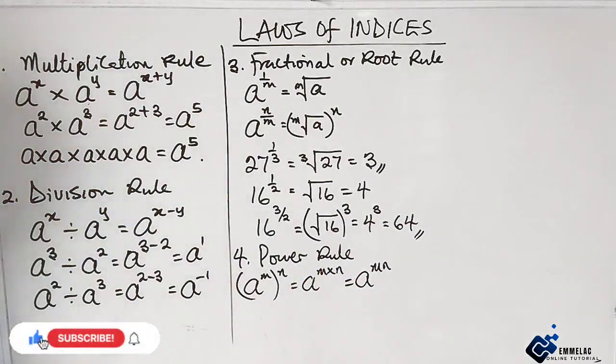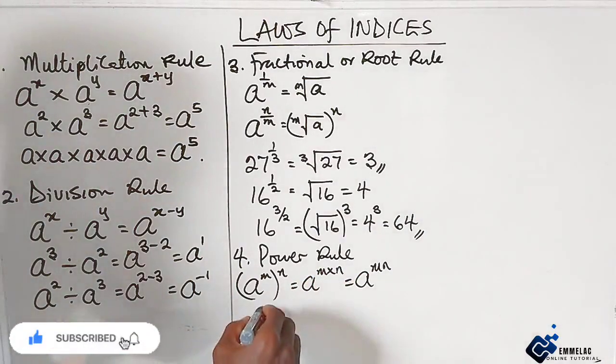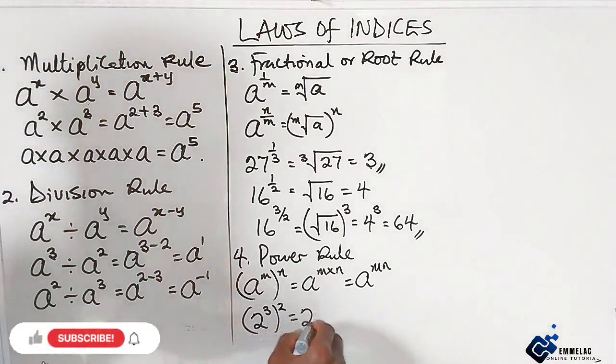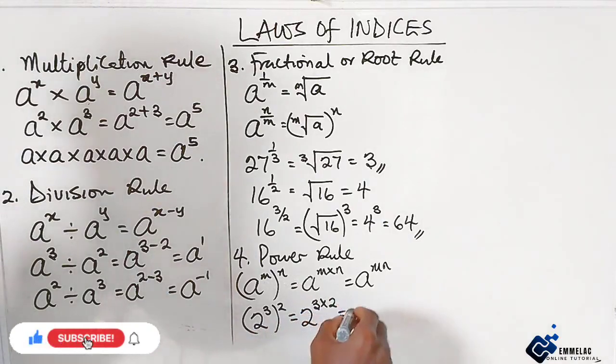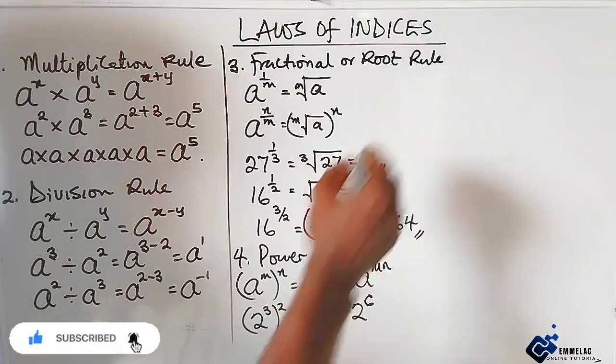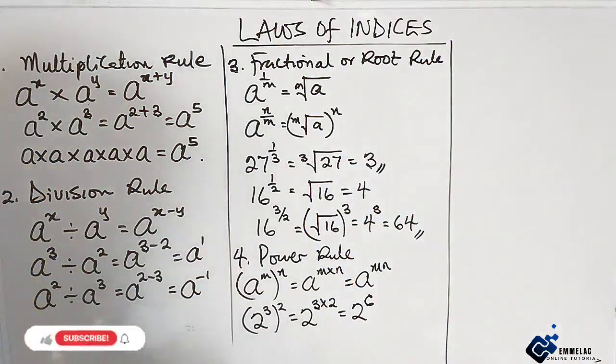Now how do we apply this? If we have 2 raised to the power of 3, all raised to the power of 2. Following this law, it means 2 raised to the power of 3 times 2, which will give us 2 raised to the power of 6. We can actually still simplify this further.